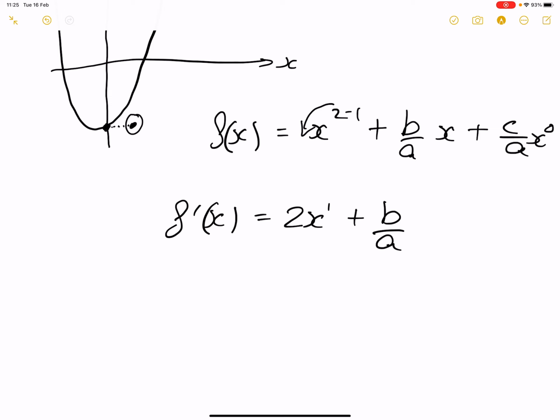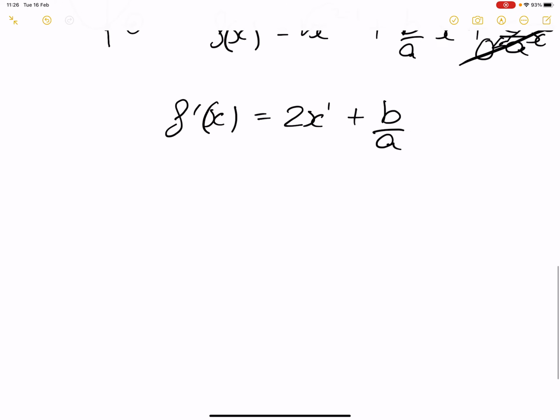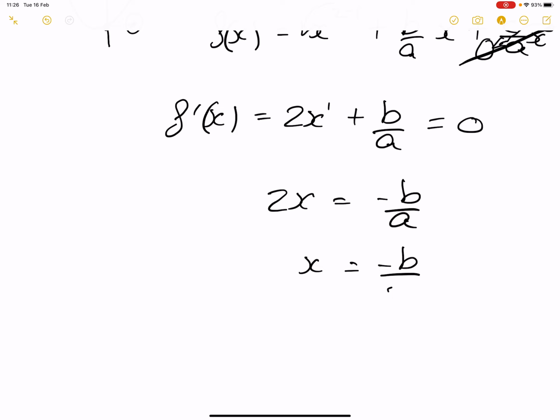This last term disappears because it would be multiplied by x to the 0, which is just multiplied by 1. And if you multiply this by 0, anything multiplied by 0 gives 0, so this whole thing leaves the equation. So we have 2x plus b over a, and let's put it equal to 0 because we want the minimum, and solve. So I have 2x is equal to minus b over a, and then x is equal to minus b over 2a.